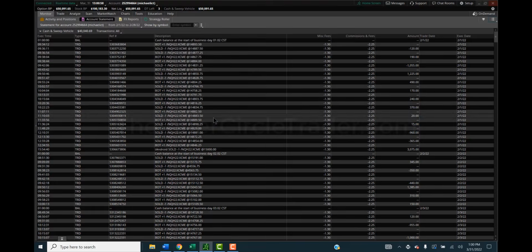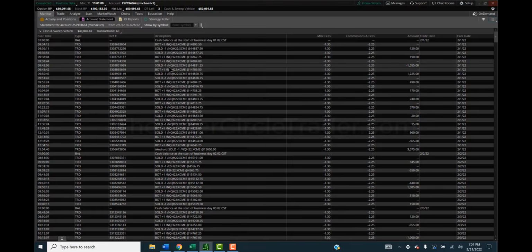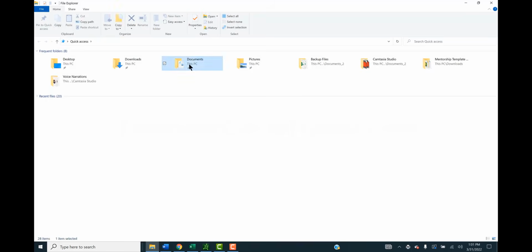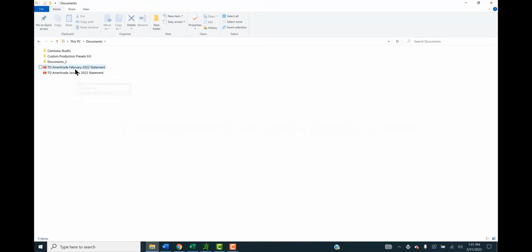All right, take note of the time that I'm doing this in the upper left hand corner on the broker and on the lower right hand corner of my laptop. So the times are matching. Pull that file up.